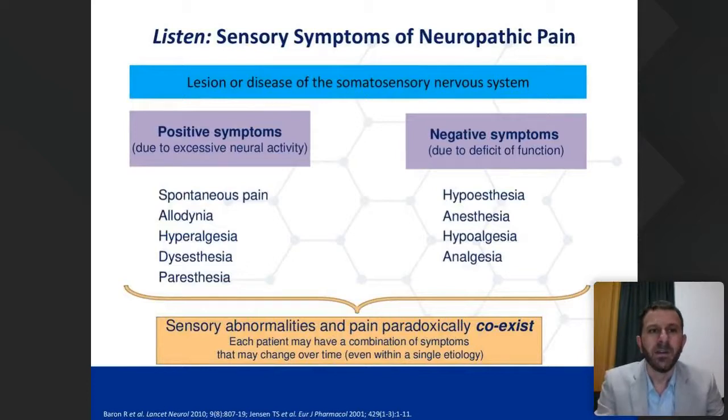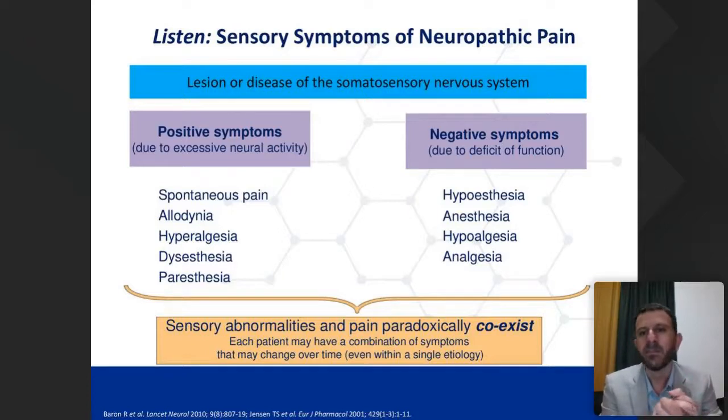You have to listen. So when we have neuropathic pain, it's broken down into 2 types. You have the positive symptoms and the negative symptoms. The positive symptoms are everything I just described in the previous slide: the burning, the aching, the electricity, the radicular pain. The negative symptoms are actually the lack of symptoms or loss of symptoms.